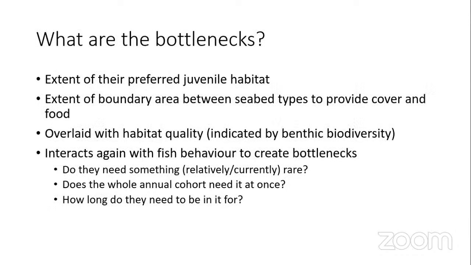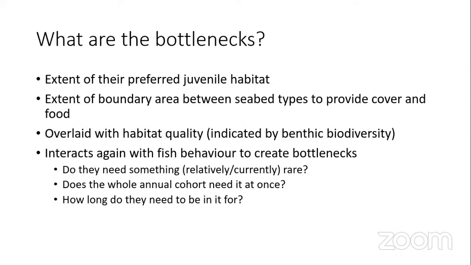So what are the bottlenecks? There are things that could be an issue, like how much of the habitat is available. It could be the extent of boundaries between seabed types could be really important, as it seems to be with sand boundaries, for instance. And we think habitat quality, as indicated by benthic biodiversity, is important. But I think what is starting to appear in this work is that it's interaction with fish behaviour that creates the bottlenecks. So do they need something that's very rare, or currently rare as a result of habitat degradation? Also, does the whole cohort need to be fitted into this juvenile habitat all at once?